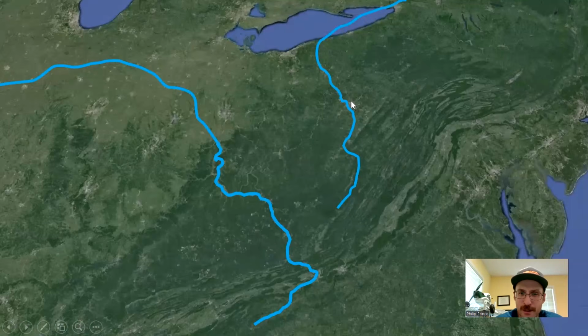You go up past Pittsburgh, which is right there, and in pre-glacial times, this river system, with no Lake Erie there, would have gone up and out the St. Lawrence, right? So what happened with glaciation?